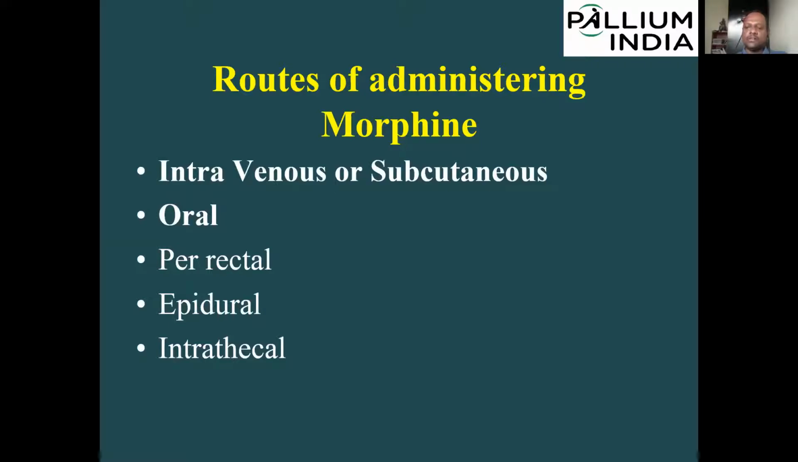Actually, the perrectal route is comparable to the oral route. So if you give 5 mg 8 hourly orally, you can give 5 mg 8 hourly through the perrectal route. So I told you morphine is hydrophilic. So take the immediate release morphine tablet, add 2 drops of water, make it a paste, and rub it over the rectal mucosa. It will have the same results as that of oral morphine.